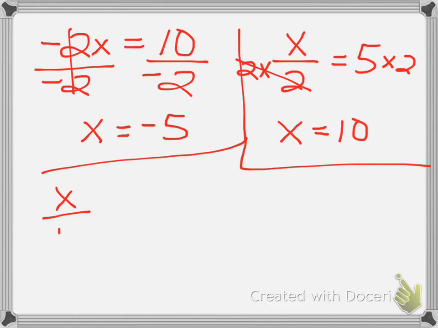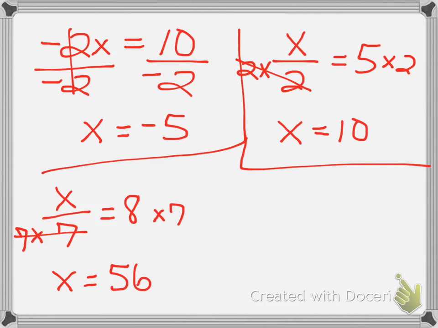Another one is x over 7 equals 8. X divided by 7, so the opposite is to multiply by 7. I'm going to multiply the other side by 7. My 7's are going to cancel, and I'm going to get x equals 56.